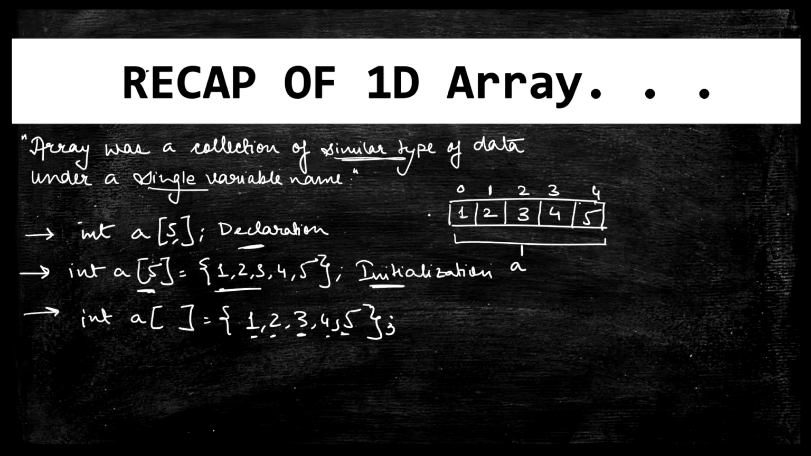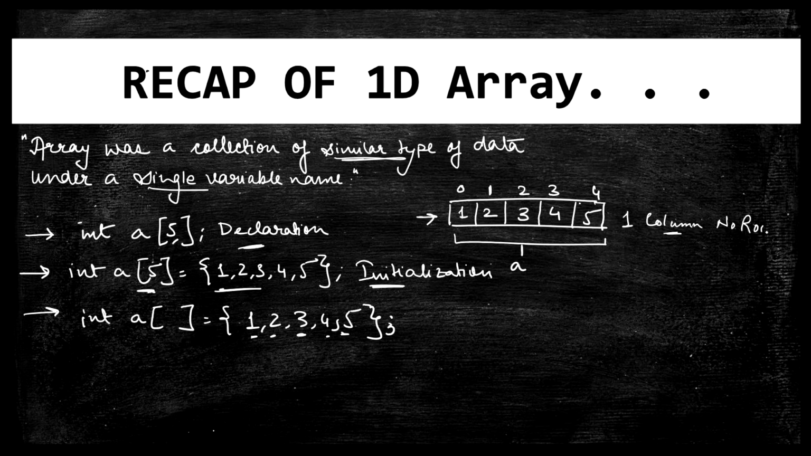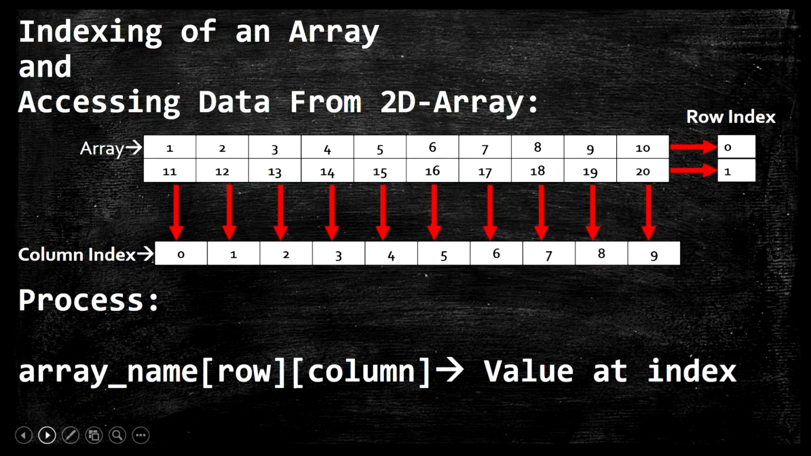So this was 1D array. Why was this 1D array? Because it has only one column, you can say one column, no rows. Right, because one-dimensional array. Right, today we are going to discuss about the two-dimensional array. So let's see how the two-dimensional array looks like. So this is the two-dimensional array which is discussed here. Okay, this is what the two-dimensional array looks like.